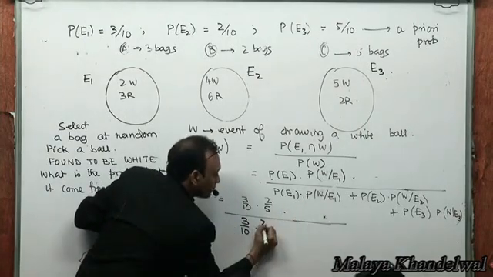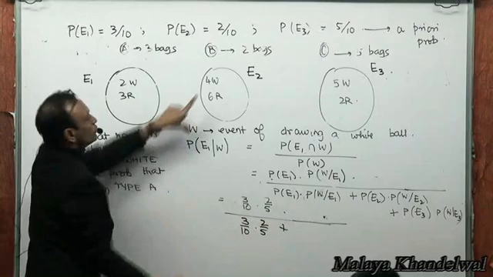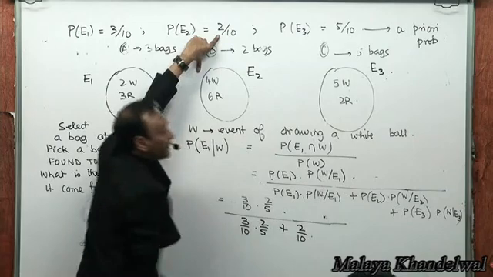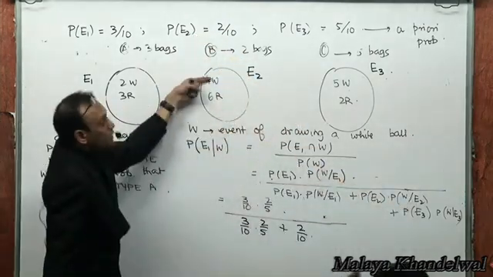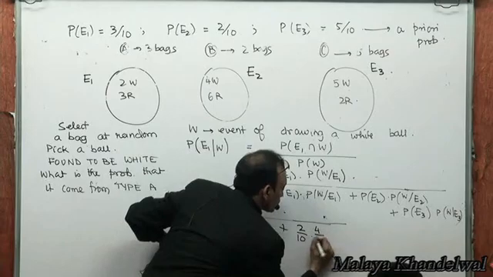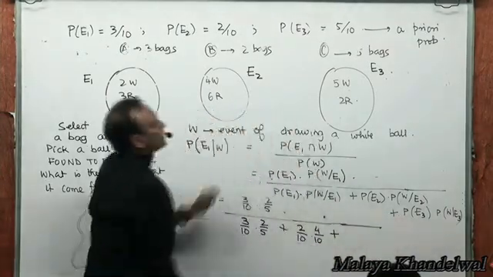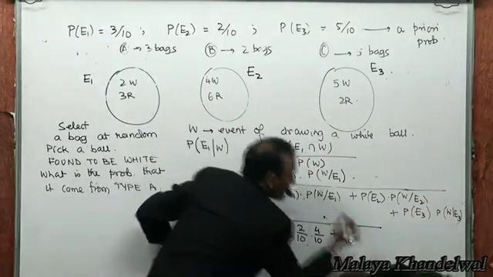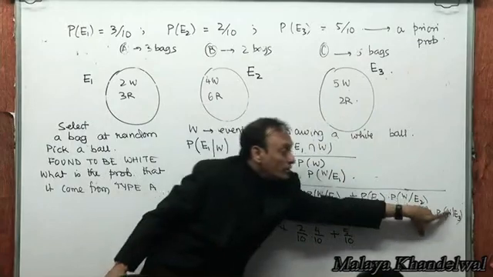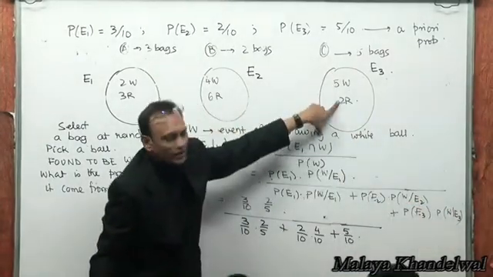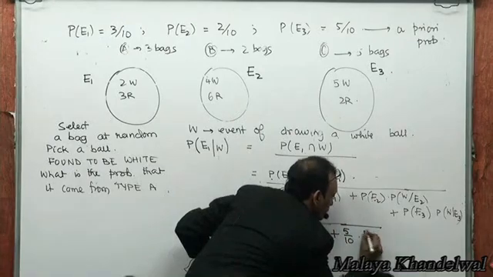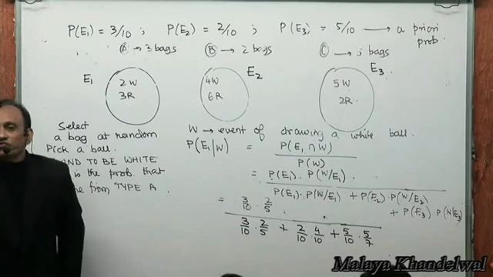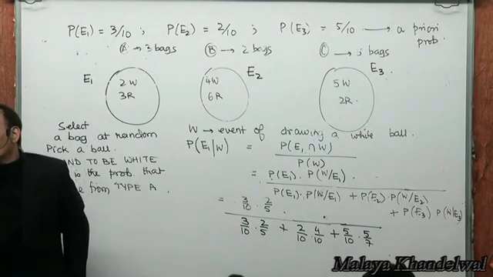into 2 by 5, plus probability of E2, which is 2 by 10, and then drawing a white ball given that this has occurred is 4 by 10, plus probability of E3, 5 by 10, into drawing a white ball given that E3 has occurred, which is going to be 5 by 7. This is going to be the probability that E1 was the cause if the drawn ball was white.